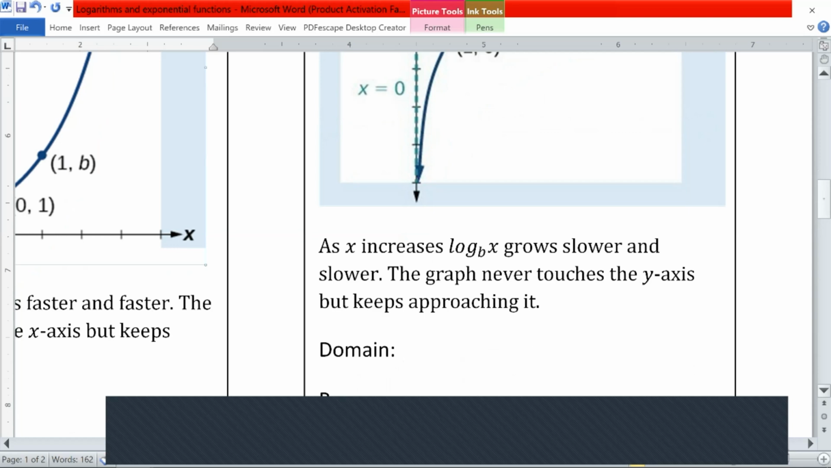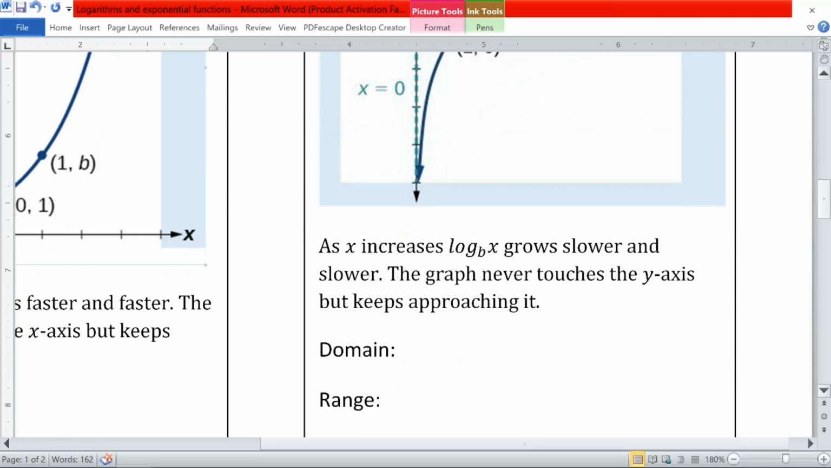Okay. So I have described the graph here: as x increases, log base b of x grows slower and slower. The slope becomes less and less steep. And the graph never touches the y-axis but keeps approaching it, right? And as you said, the domain is x greater than 0 and the range is all real numbers.